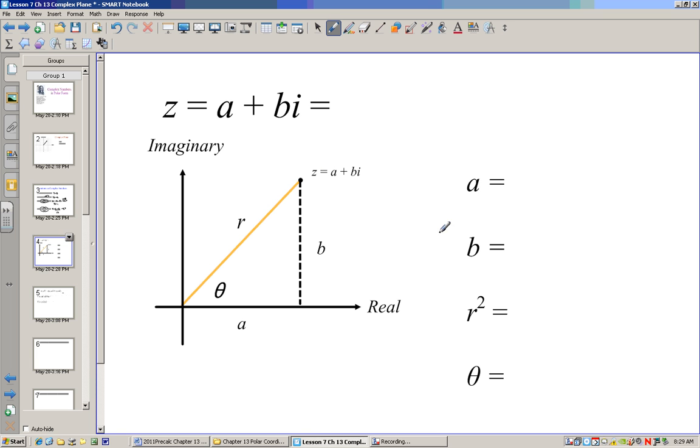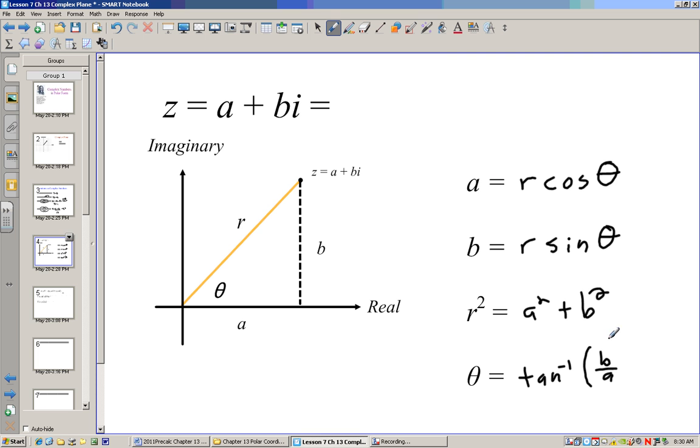Alright, so now let's go back through some basic equations, but now keeping in mind that this is real and this is imaginary. We can find a by saying r times the cosine of theta, just like we did with our x's and y's. And now for a y or a b, it would be r sine theta. r squared is going to be a squared plus b squared. And if we wanted to find theta, we can just take the inverse tangent of b over a.